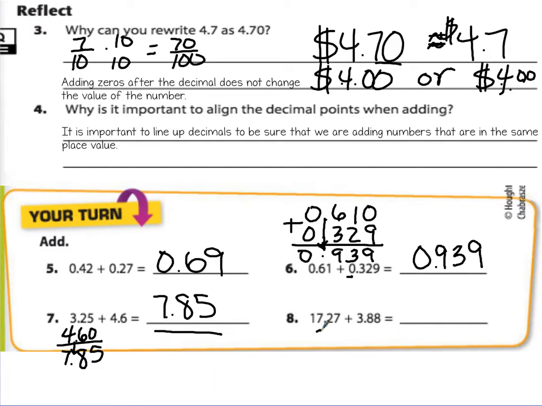Then the last one, 3 lines up with 7, and then 8 and 8. Okay, so 3 and 7 are both in the 1s, so they need to line up, which then means my 10s and my 100ths line up. Get 15, carry the 1, 11, carry the 1, 11, carry the 1, and I get 2. Bring my decimal straight down. So I got 21 and 15/100ths.